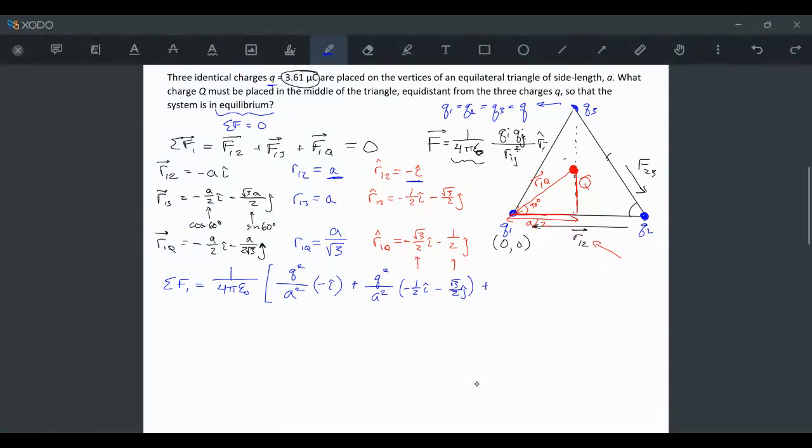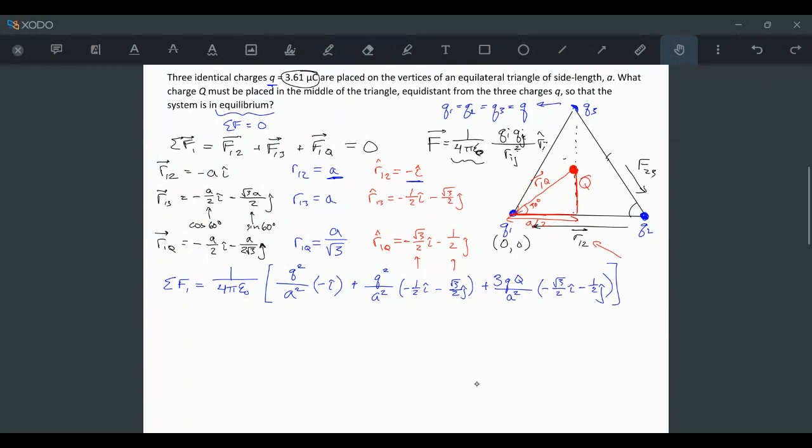Next is the one that we need to make sure we don't just autopilot and write down lowercase q squared again. We have lowercase q, capital Q. The distance this time we found was A over root 3, so if we square that, it's 3 over A squared, because that's in the denominator of the fraction. And the unit vector we have is root 3 over 2 i hat minus half j hat. So it's a bit of a mess, to be completely honest, but it's not bad.